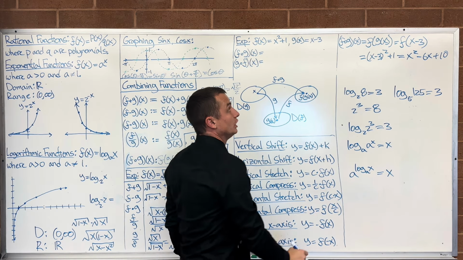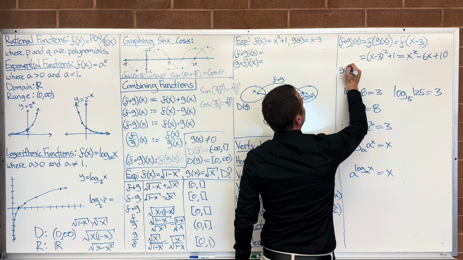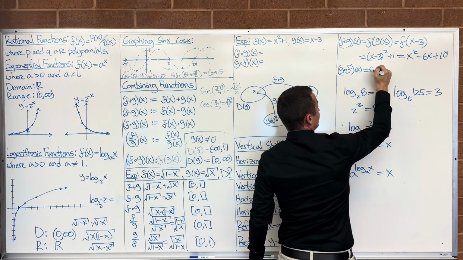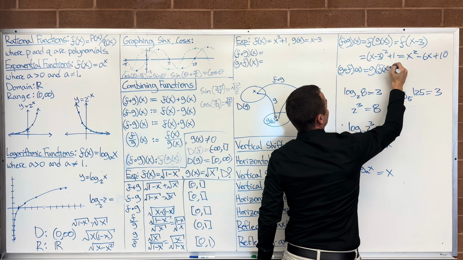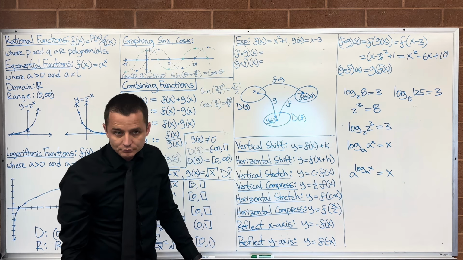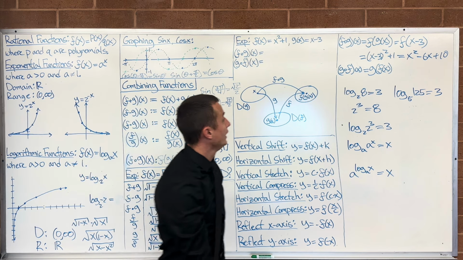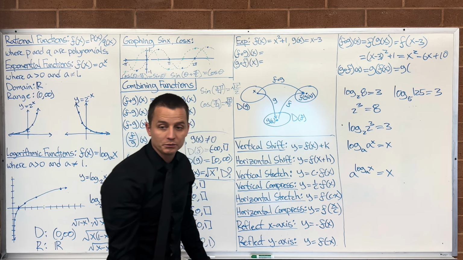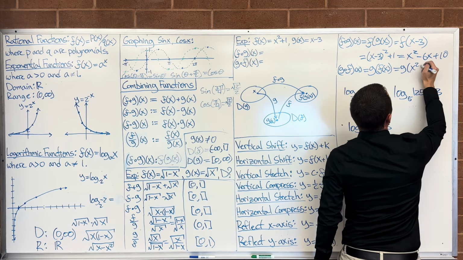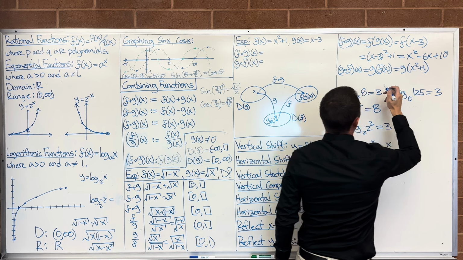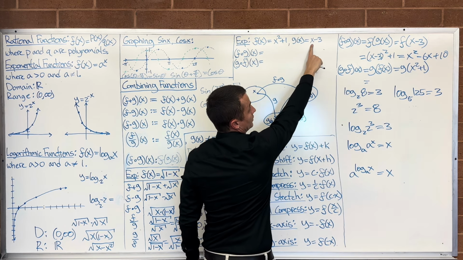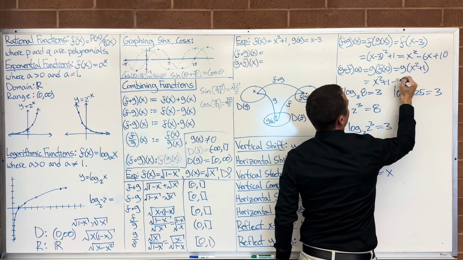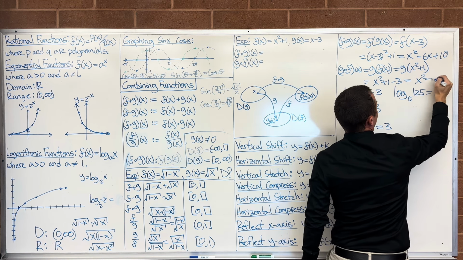Now let's look at g composed with f of x. By definition, this is g of f of x. So what is f of x? x squared plus 1. Now we're plugging that into g. What is g? It's whatever you give it minus 3. So it's x squared plus 1 minus 3, or in other words, x squared minus 2.